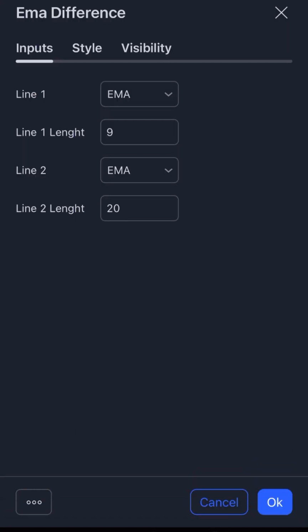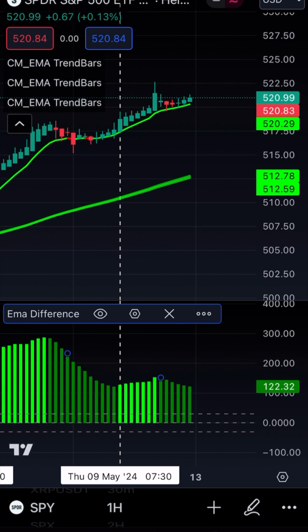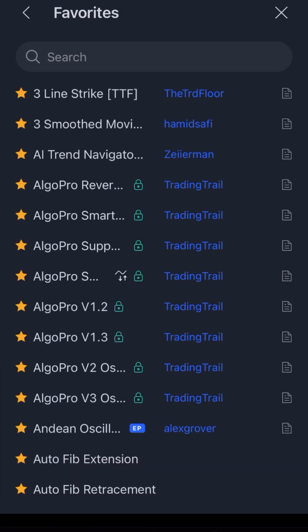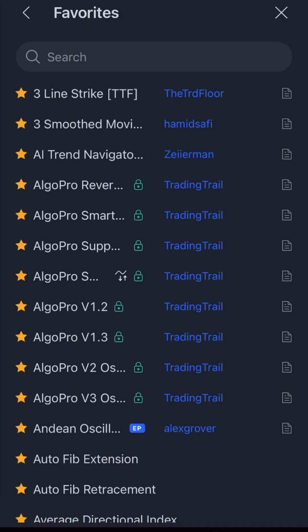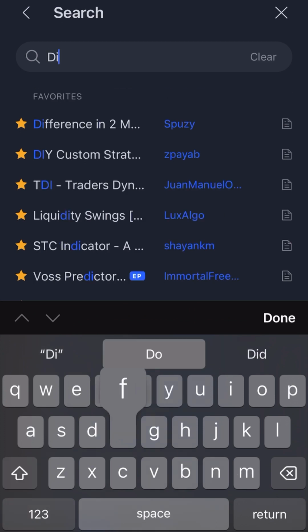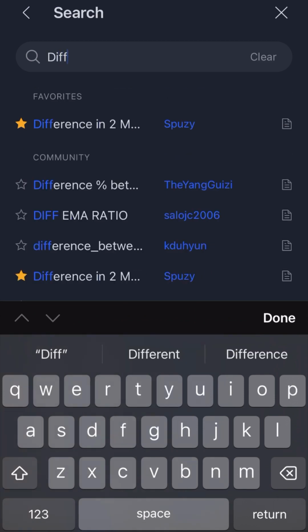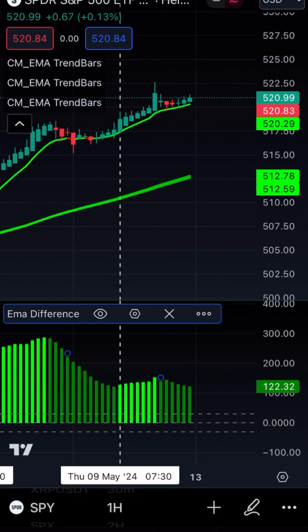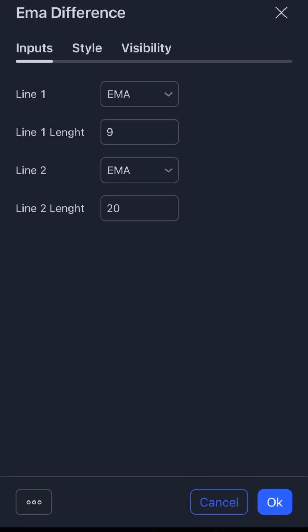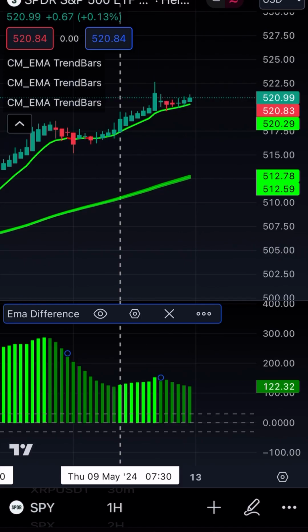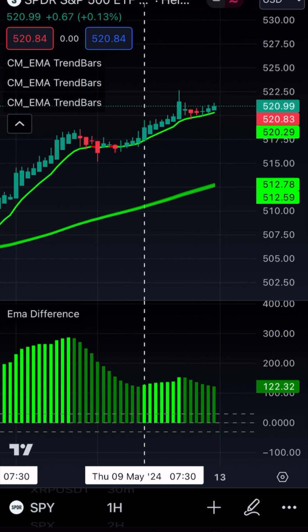And then you want to have your EMA difference here. This is actually called the difference of 2 moving averages, and you're going to set that to 9 and 20. So that's how you set the strategy up, and I do all my trades on the hour. So that's really how you set it up. Now there's 2 parts to the strategy.